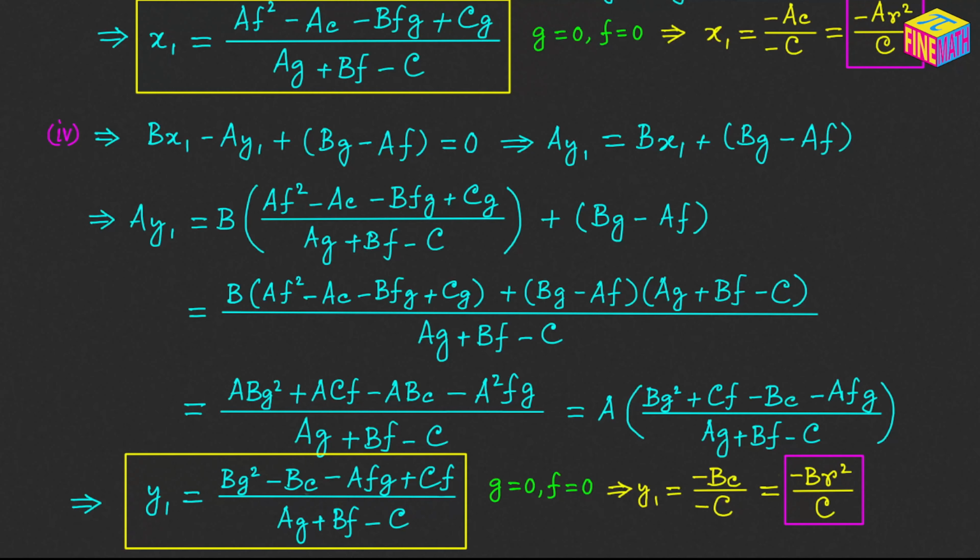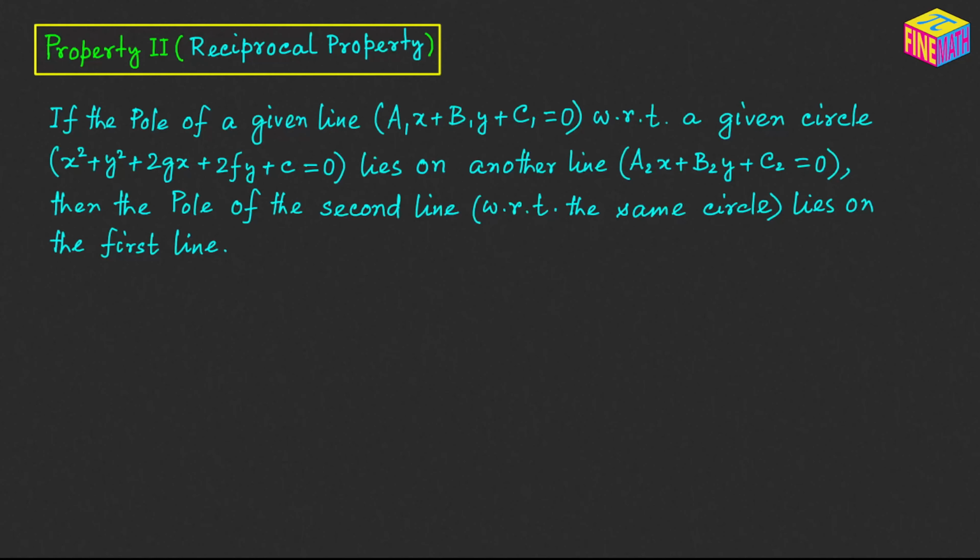Next, we are going to take a look at the property number 2. The property number 2 is also called the reciprocal property. It says that if the pole of a given line with respect to a given circle lies on another line, then the pole of the second line also lies on the first line. Like how we saw in the property number 1, where if the polar of a point passes through a second point, then the polar of the second point would pass through the first point.